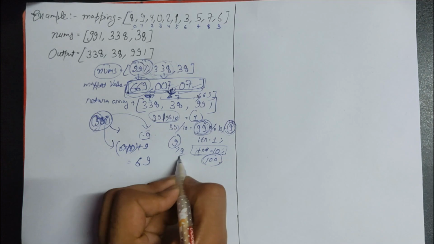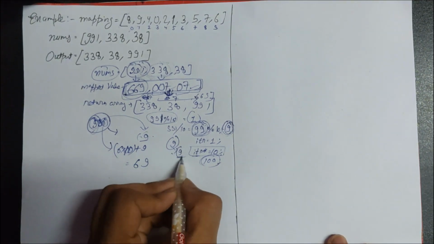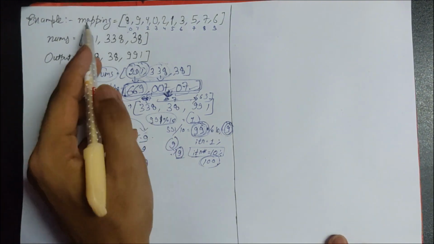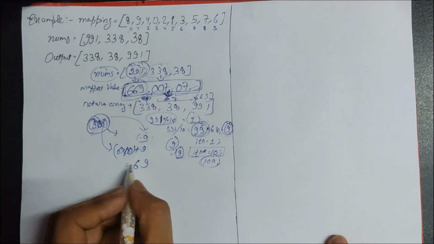Mod of 9 will be 9 also. So we will again check the key mapped value. Mapping of 9 will be 6 again. So now we want to place 6 here.